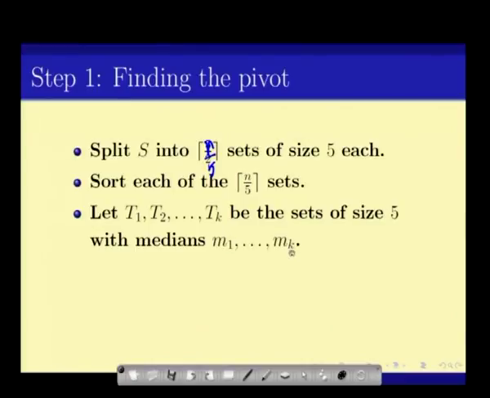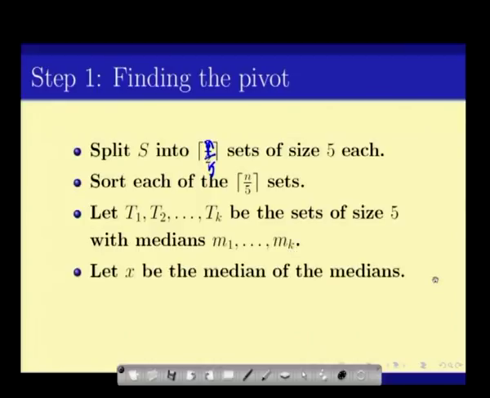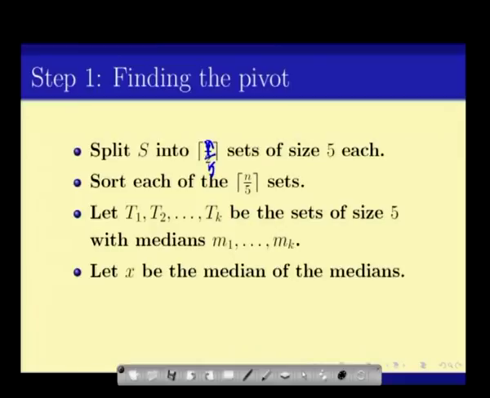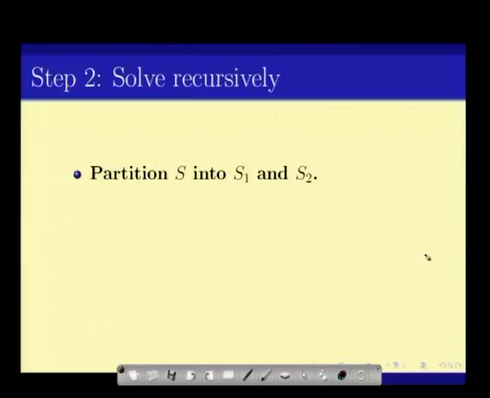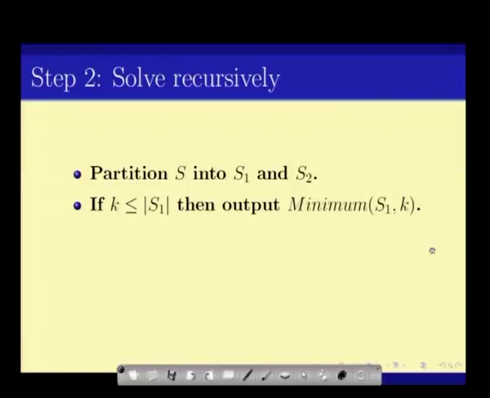So, T1 to Tk can be thought of as the columns that we have, and M1 to Mk are the medians. And then note that to find the pivot, we did not exactly have to sort the medians. We just had to find the median of those medians. So, let x be the median of those medians, and then we partition this set S into S1 and S2 by pivoting at x, and we solve it recursively. After we have partitioned it into S1 and S2, we do the following.